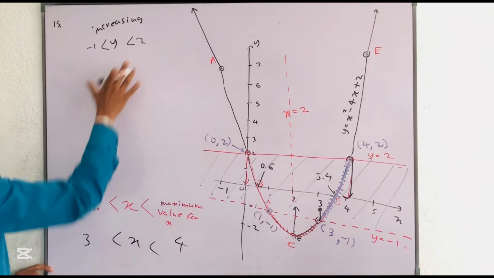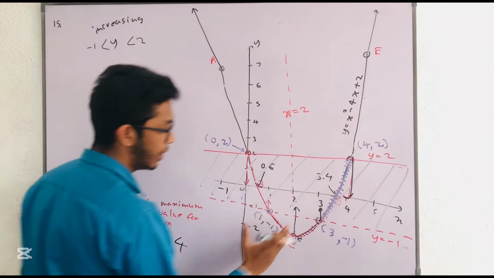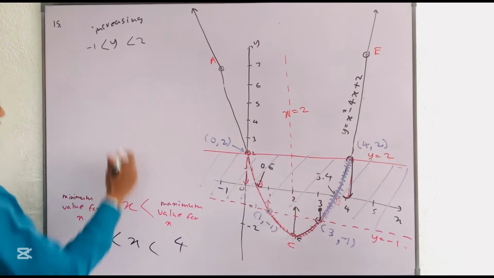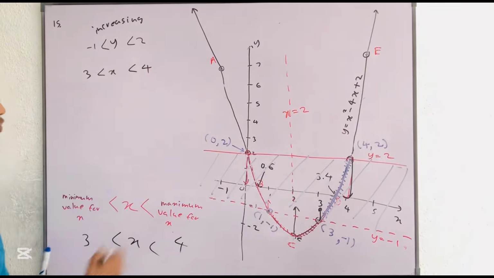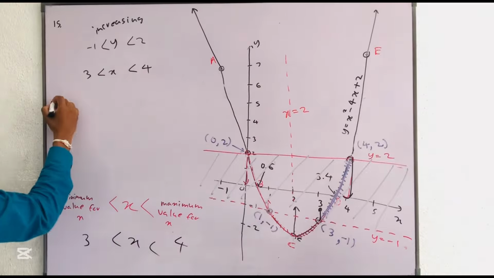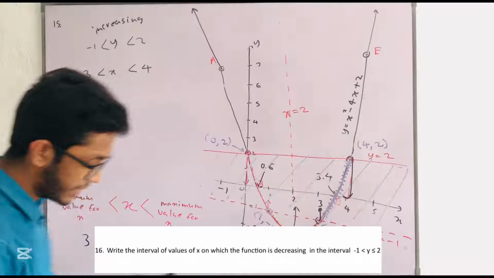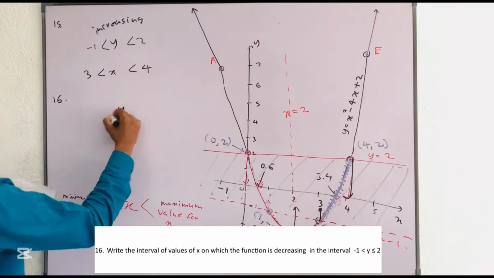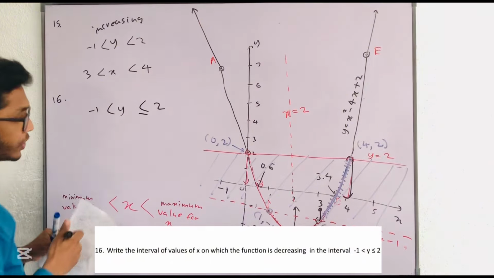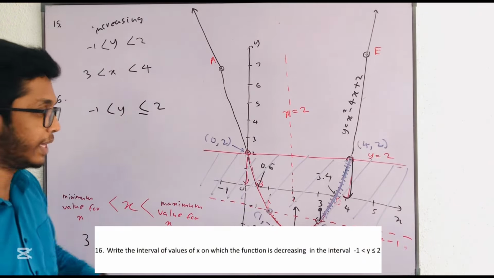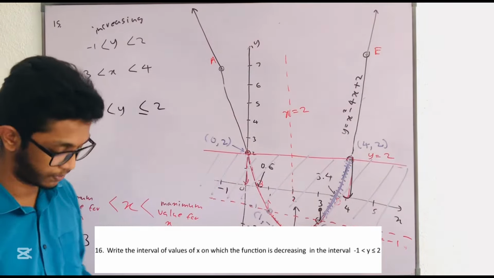So the answer for this question, the x value range for the increasing part, we can write as x greater than 3 and less than 4. That is the answer for question number 15. Then in question number 16, they have given the same range, y greater than -1 but less than or equal to 2. Less than or equal to 2 means that y value can be equal to 2.